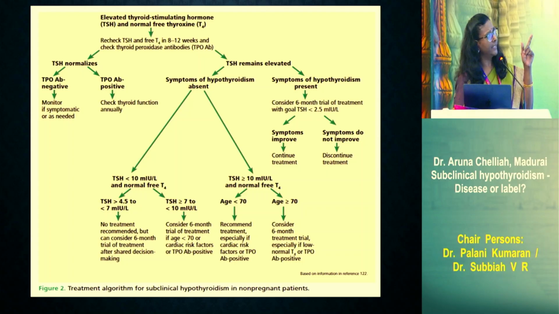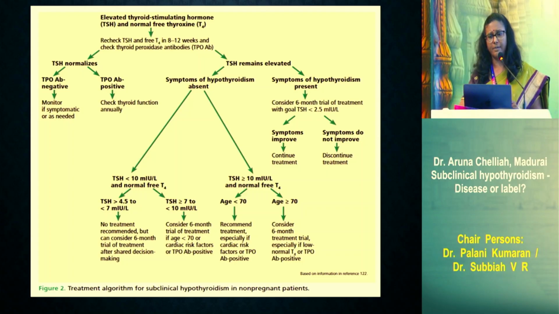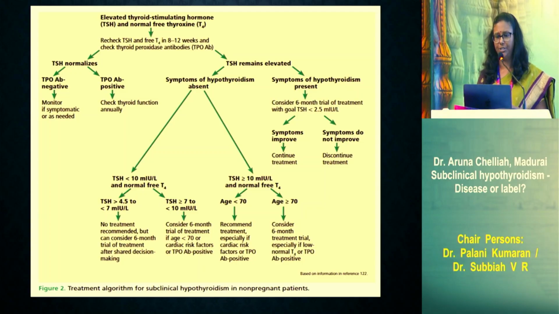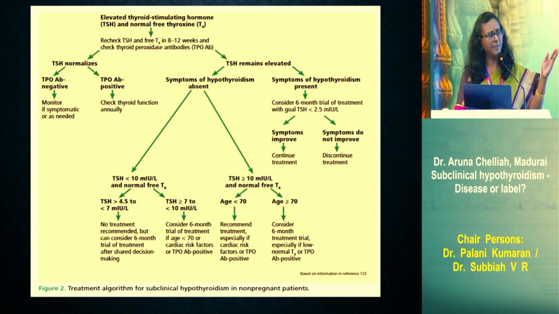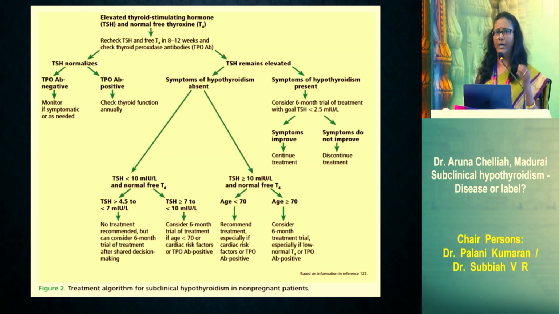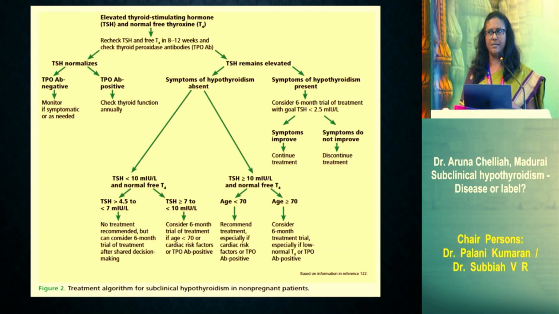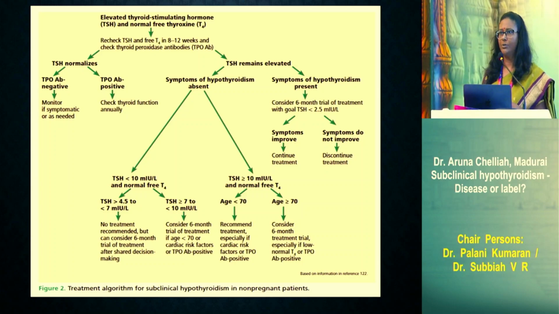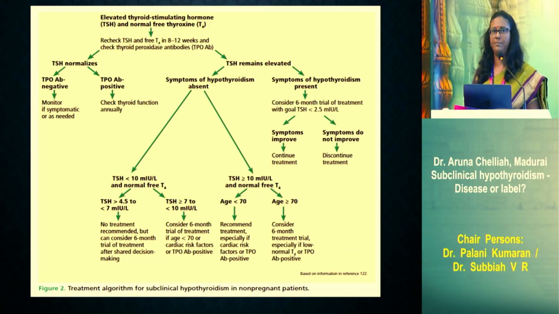And if TSH remains elevated with symptoms of hypothyroidism, the last column, this is all in a non-pregnant adult patient I'm talking about, you can give a 6-month trial if the patient is very adamant about it. Ultimately, it's the patient who decides. It's not the doctor. Yes, you can convince, you can show the evidence, but ultimately the patient comes with ChatGPT saying, I do have this, I am entitled to my thyroid hormone.